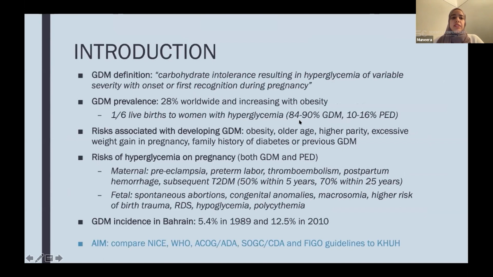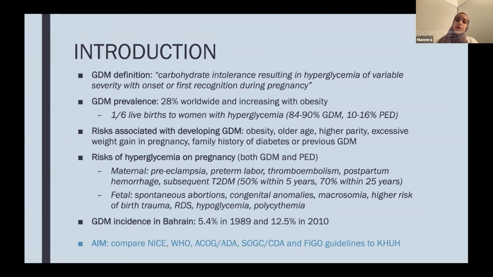So we define GDM as carbohydrate intolerance resulting in hyperglycemia of variable severity with onset or first recognition during pregnancy. It is quite common with a prevalence of 28% worldwide. The risks associated with developing GDM include obesity, older age, higher parity, excessive weight gain in pregnancy, and a previous GDM.